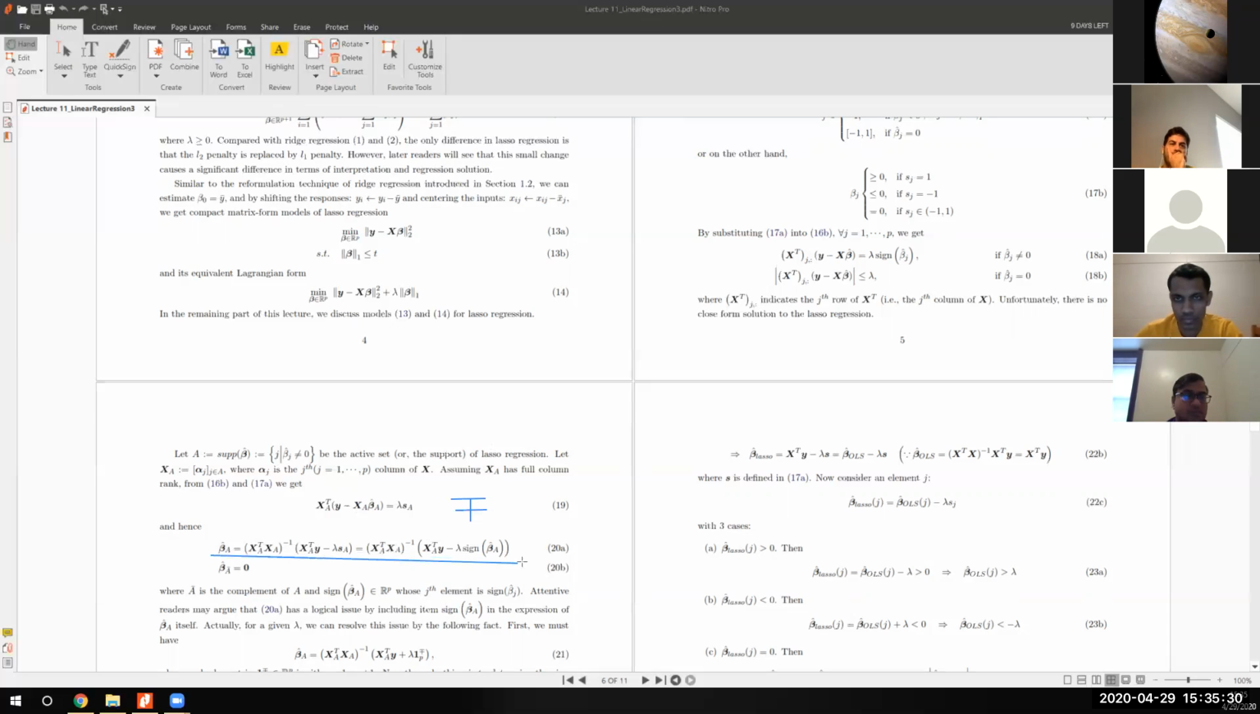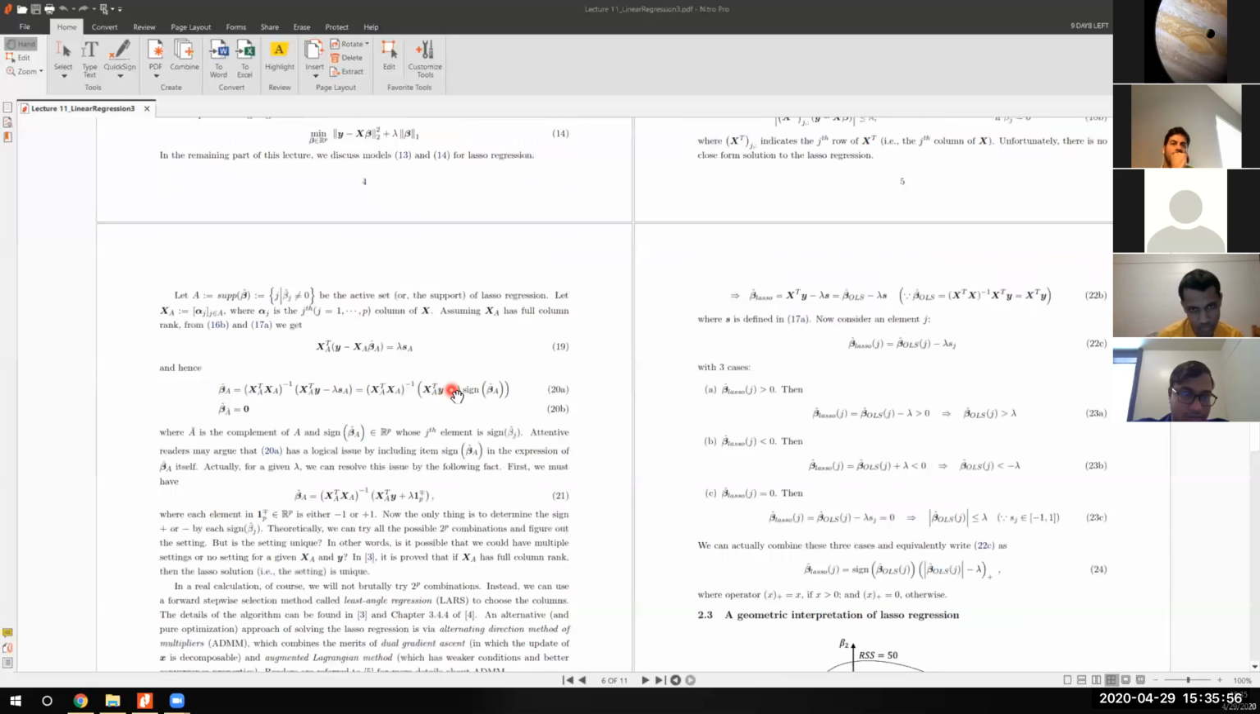Okay, now from here, I can of course calculate my beta_A. Beta_A is this. Again, I assume this inverse exists, of course. And beta of A complement is 0. This is by my definition: if J is not in A, then beta_J is 0. Okay, now of course we're going to focus on 20a. Let's see what 20a is going to give us.